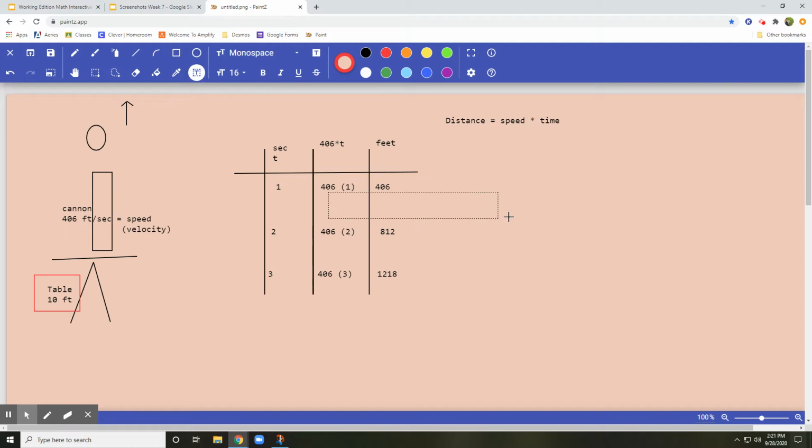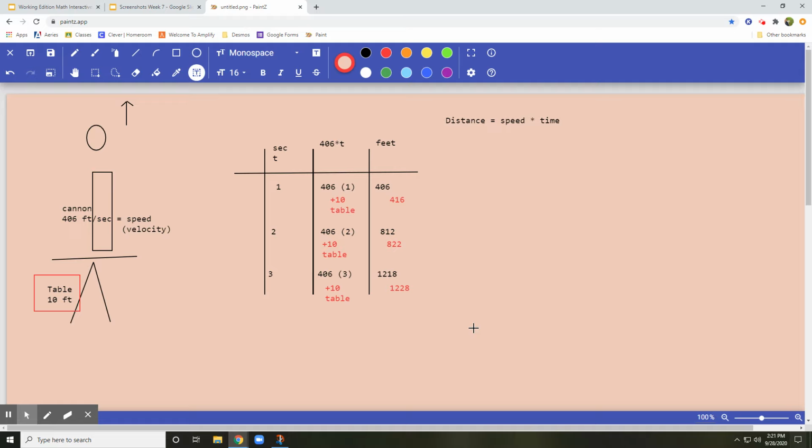So in all of these, we're going to have to add a plus 10, right, for the table. So plus 10, then our answer should be 416. We're going to do the same thing on here. We're going to have plus 10 for the table. And our answer, I can do this in my head, is 822. And then we're going to have plus 10 for the table. And our answer is 1228. All right?